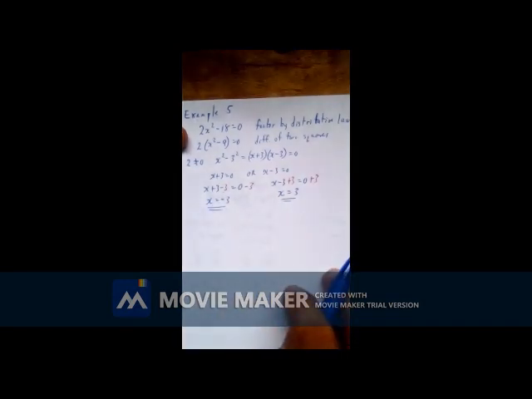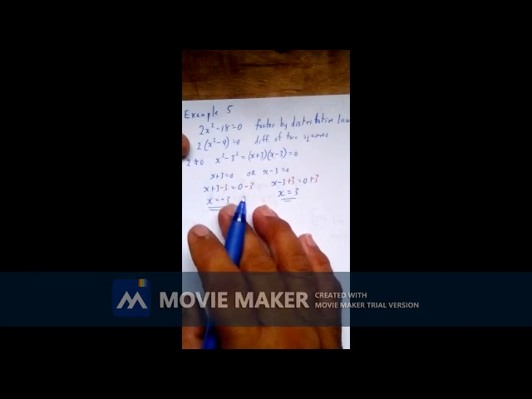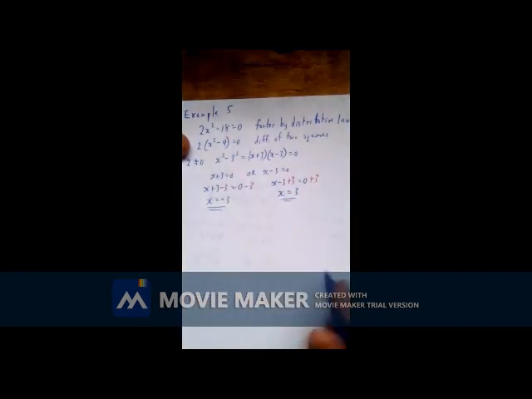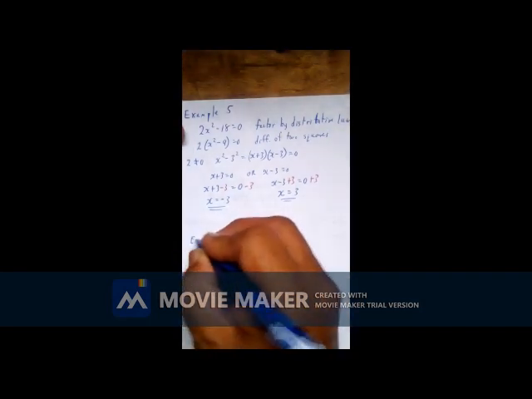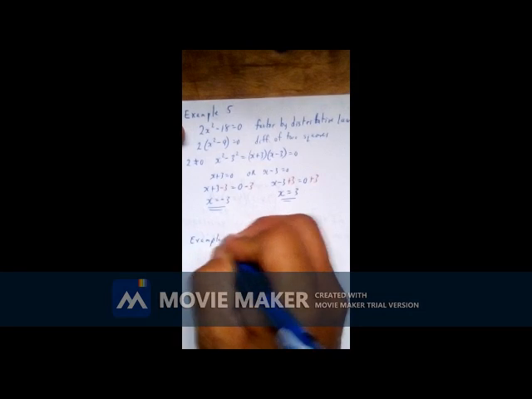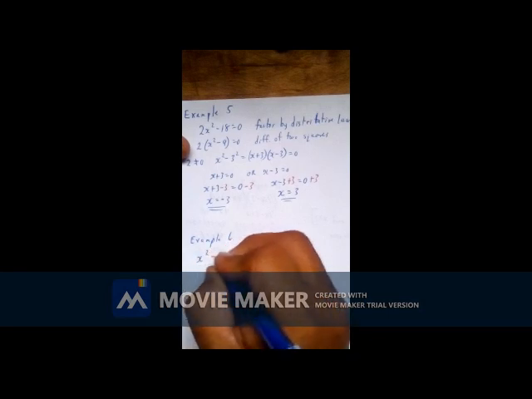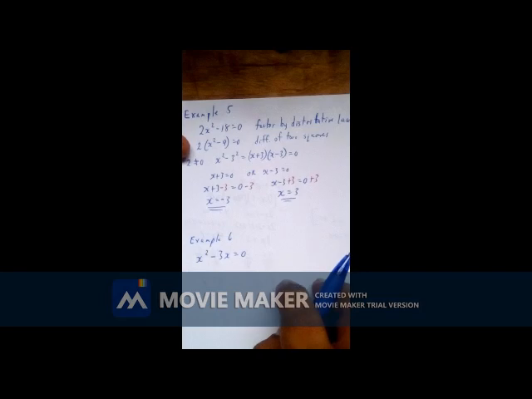Okay, so that's an example like this. Let's go with another one. On this other example, we don't get a perfect square inside. Okay, so the way you're going to work this out is as follows. You have example 6, and let's say that the example is x squared minus 3x equals 0. How do you work that out?